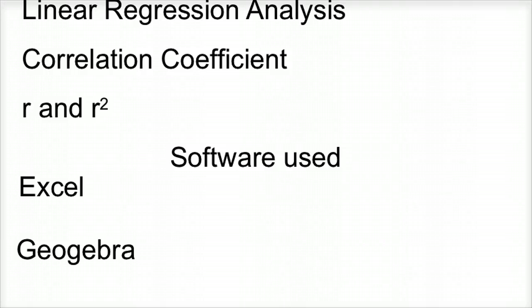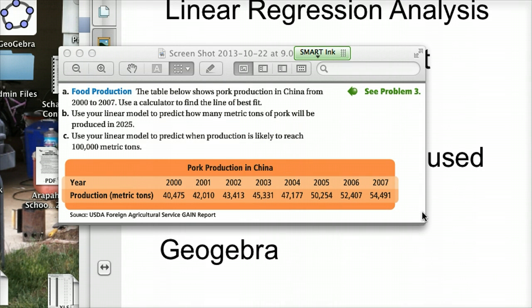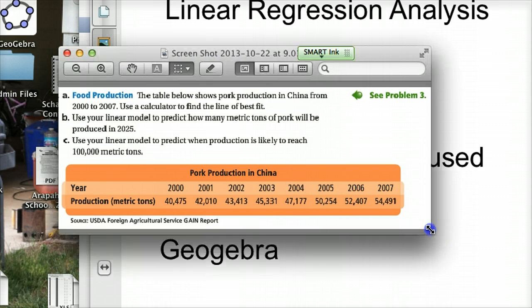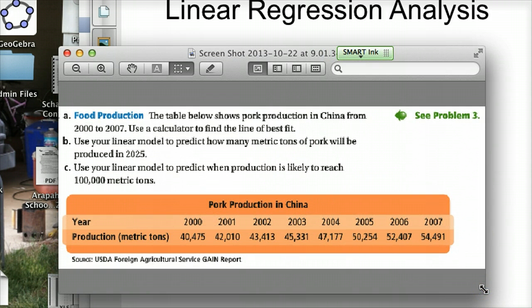So let's say we have a problem here. This problem is something I nabbed off the internet or from a book, I don't know. It actually looks like it comes from the USDA Foreign Agricultural Service Grain Report, and it's pork production in China. You have the years 2000 to 2007. In 2000 there was 40,475 metric tons of pork produced, and then in 2007 there's 54,491 metric tons. So that's a lot of bacon.